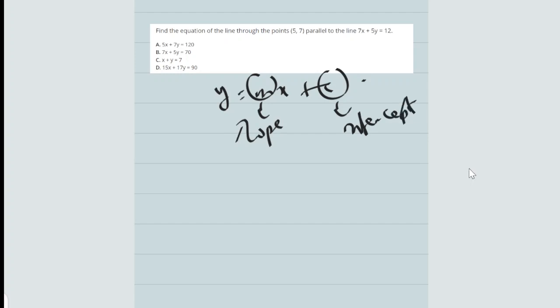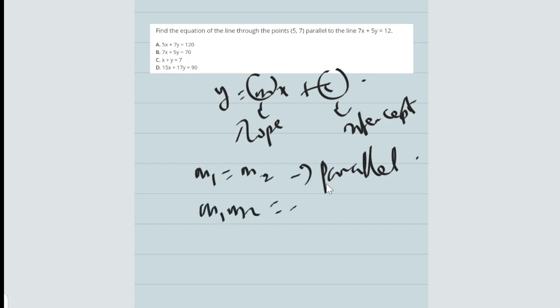So now I want to find the equation of the line parallel. When do we say two lines are parallel? I said two lines are parallel when their two slopes are equal. I hope you understand now. And this is for parallel. And they are perpendicular if the product of the two slopes is what? Is -1. This is perpendicular. I hope you understand now.